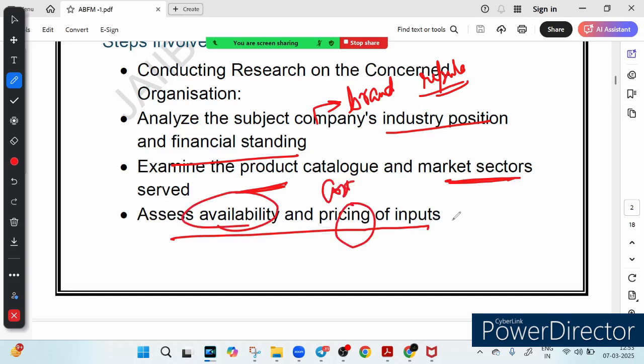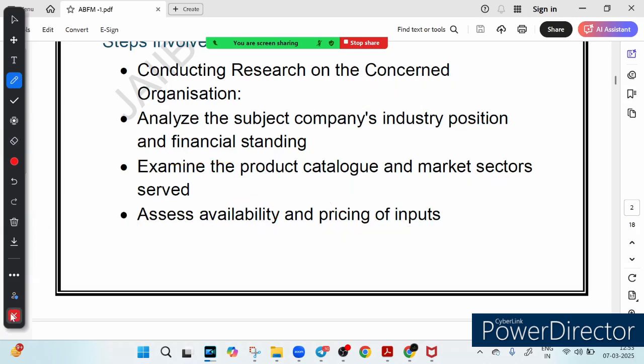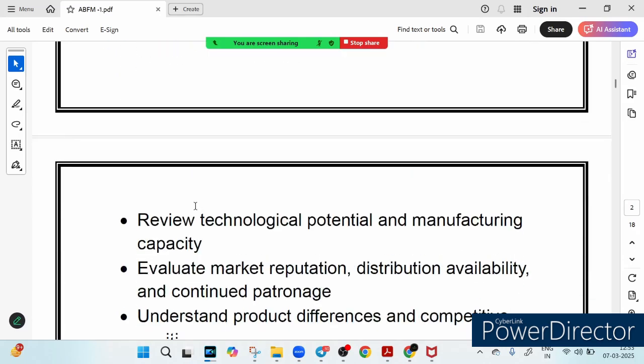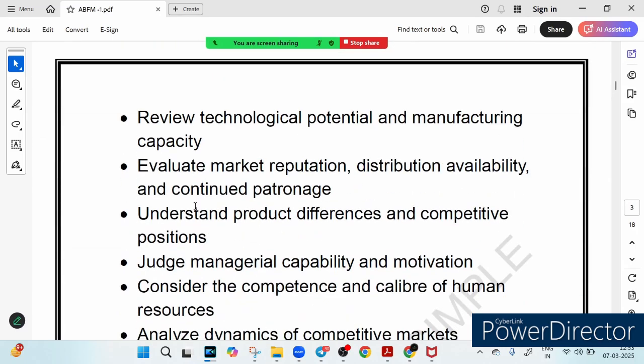You look at the availability of the raw material. So a company that gets its raw material at a lower cost has a competitive advantage, just like a restaurant that gets cheaper fresh produce, right? So basically these are the points based on which relative valuation is done. First of all we see industry position and financial health. We see the product and market scope. We observe the cost and availability of raw material. Then we see technology and manufacturing strength.